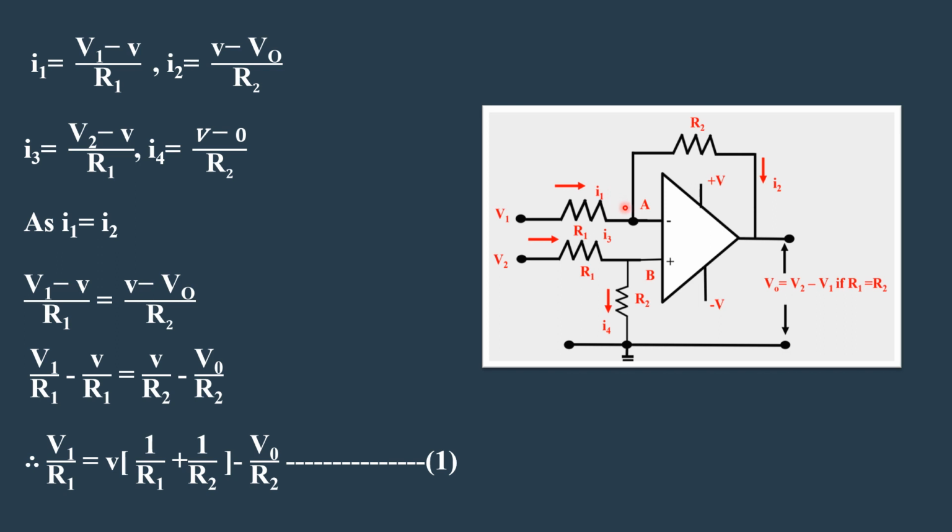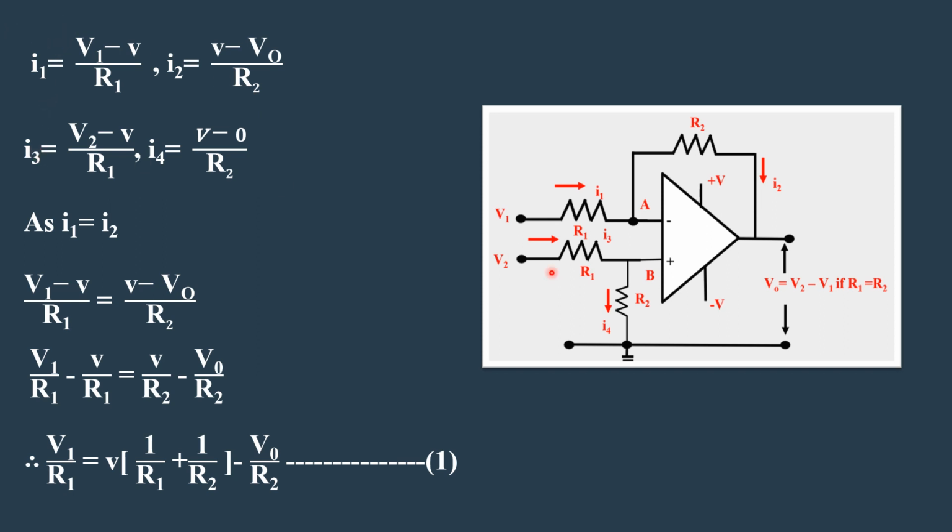Now from this circuit diagram we can write value of I1 as V1, the potential applied to this input, minus V, which is the voltage at this point A, as we have assumed previously. Therefore, I1 is equal to V1 minus V divided by R1. Similarly, I2 we can write as V minus V0, because here output voltage will be V0. Therefore, V minus V0 divided by R2.